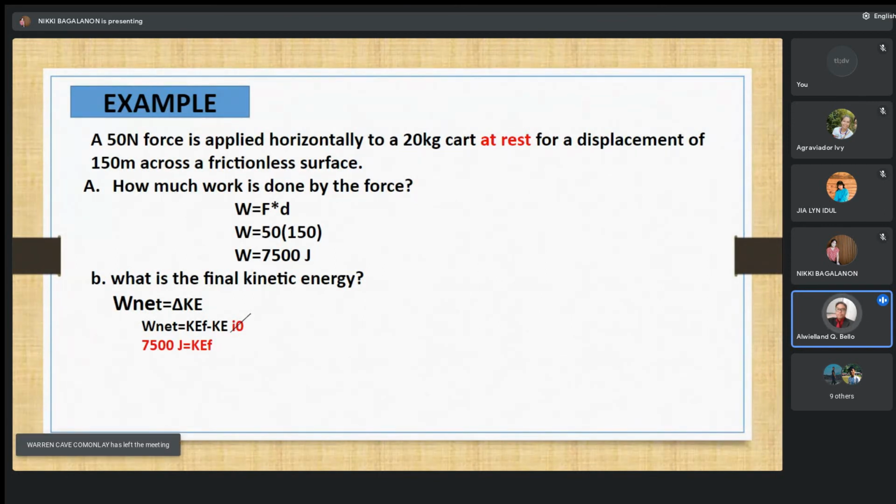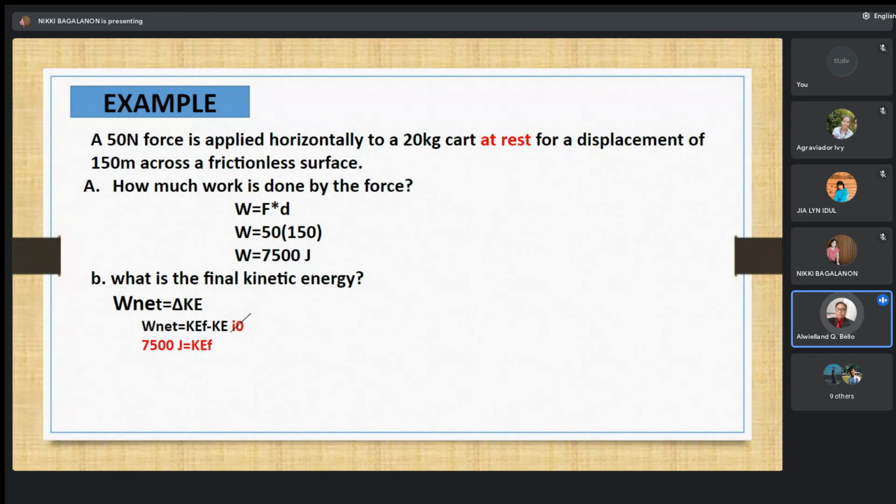For this example, you have 15 newtons of force applied horizontally to a 20 kilogram cart at rest. So the work done now is 7,500 joules. You can always review the computations if you have time. Gia, is this answer correct? Yes, sir. Okay, please verify.